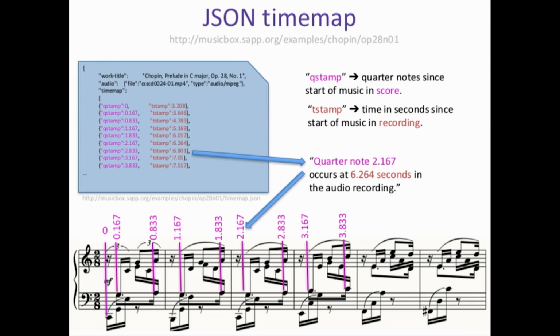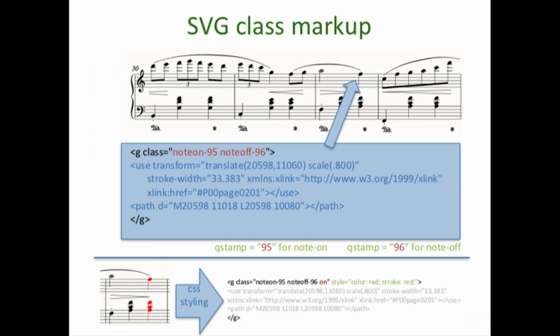And this is an example of how the score is marked up. In the score, I just count the number of quarter notes since the beginning of the piece, so it's a continuous sequence of numbers. Every note in the score gets labeled with a timestamp in terms of quarter notes. I don't put real time in there; that's kept in the table of the time map.